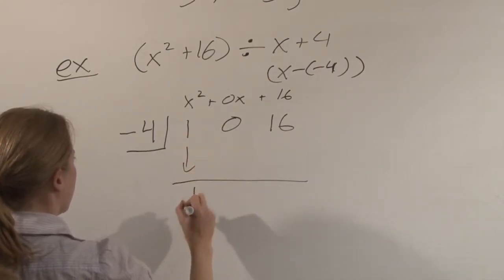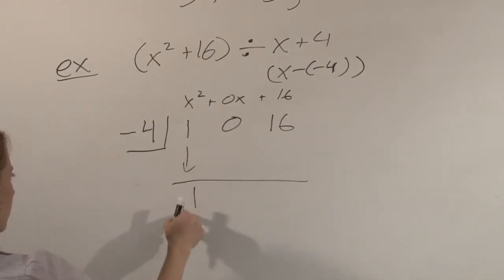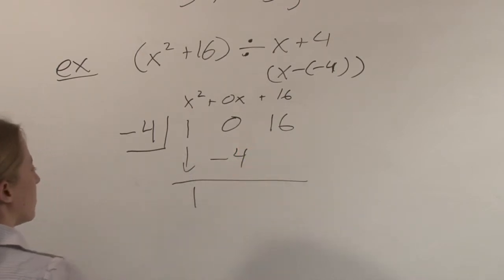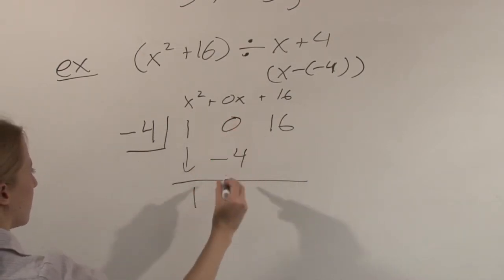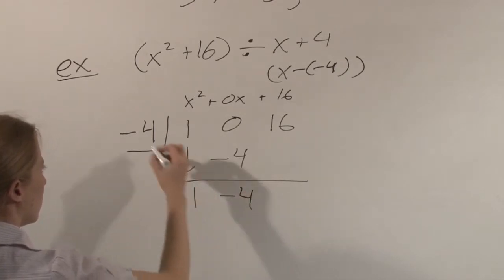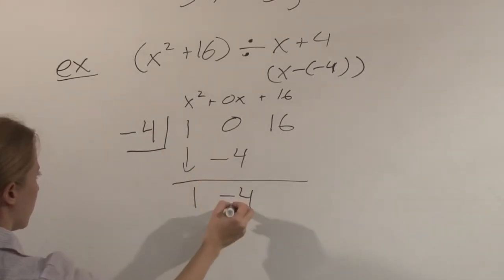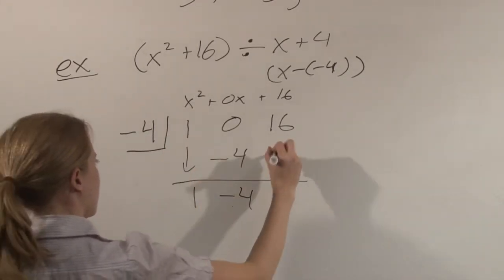So now the 1 is carried down. Negative 4 times 1 is negative 4. If I add these two together, I'm getting negative 4 again. So then I have negative 4 times negative 4, which is positive 16.